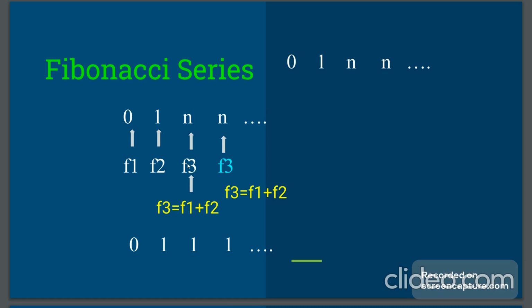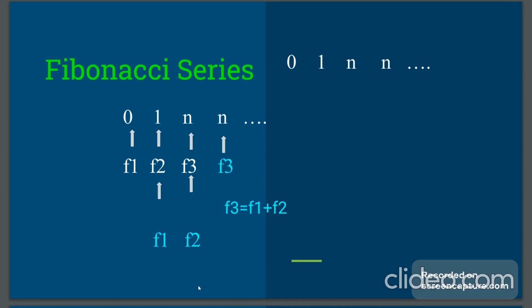So f3 will be f1 plus f2. The calculation will be done. Now 0 plus 1 will be 1. Now in the programming, if I continue like f3 is equal to f1 plus f2, every time we will get 1, 1, 1, 1 as the answer. But the next time, it should be the summation of 1 plus 1, that is 2. So how can we implement that?